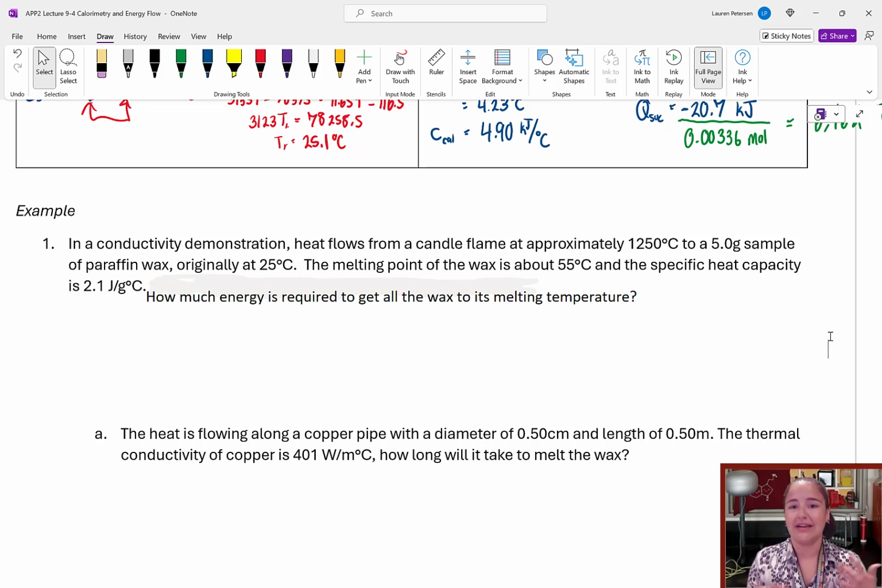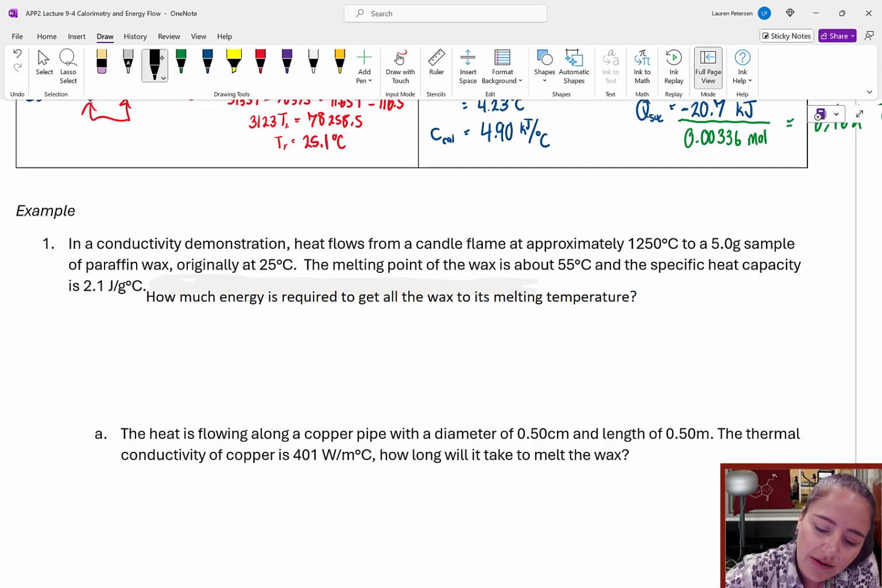Now, to actually melt it, we would need the heat of fusion of paraffin wax, which is the melting energy, normally given in joules per gram. But to get it to that temperature, that's a heating problem. That's going to be a Q equals MC delta T problem. So let's go ahead and write down that equation. Q equals MC delta T.